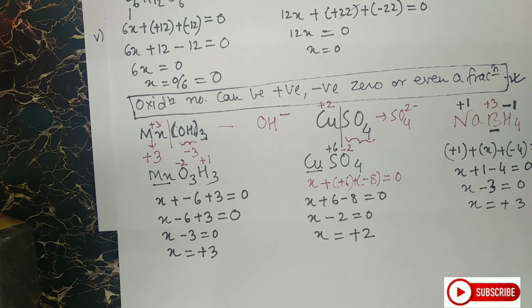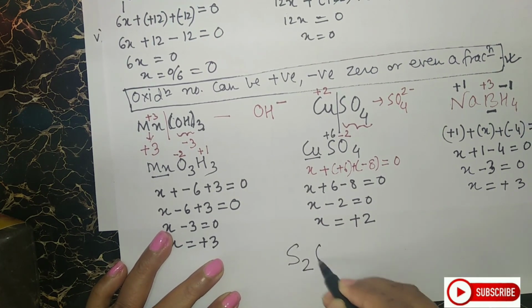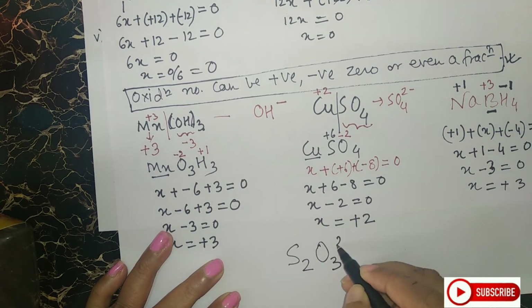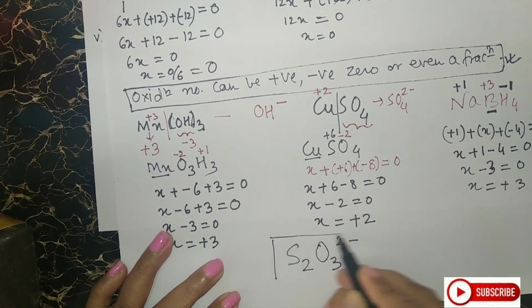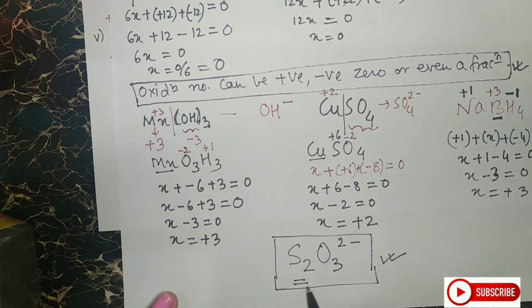Now students, for your practice, I am giving you one molecule, and that is S2O3 2-. Now what will be the oxidation state for sulfur in this molecule? Please do comment in the comment box. So I hope you all have understood how to calculate the oxidation number.